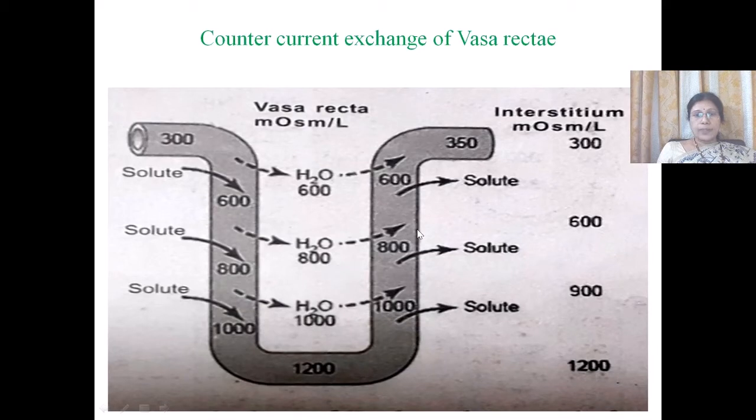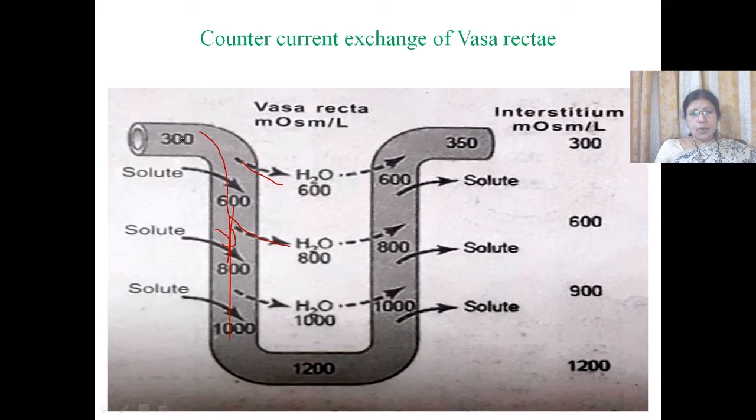The wall of the vasa recta is thin and the lumen is wide. The descending limb of the vasa rectae travels from the cortex region to the medullary region. As the blood flows down to the medulla, it releases water to the medullary interstitium, but it retains the salt. It retains the sodium chloride.